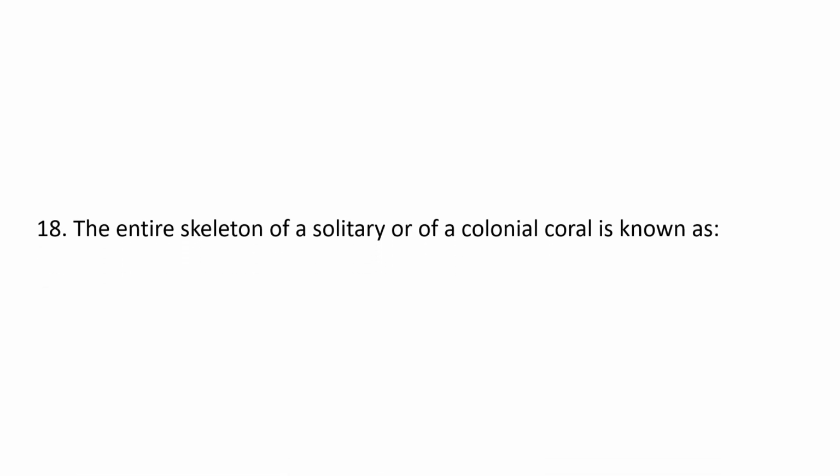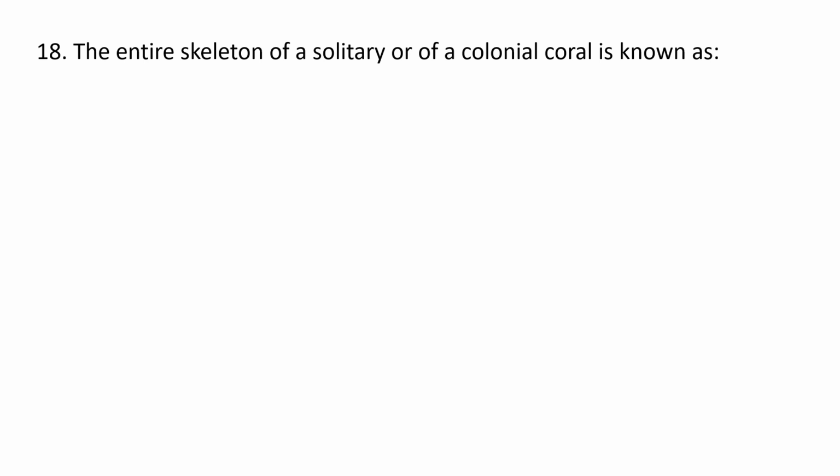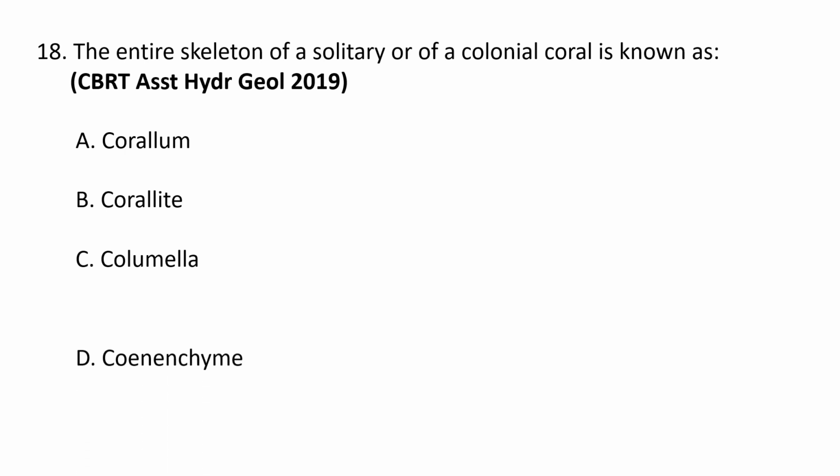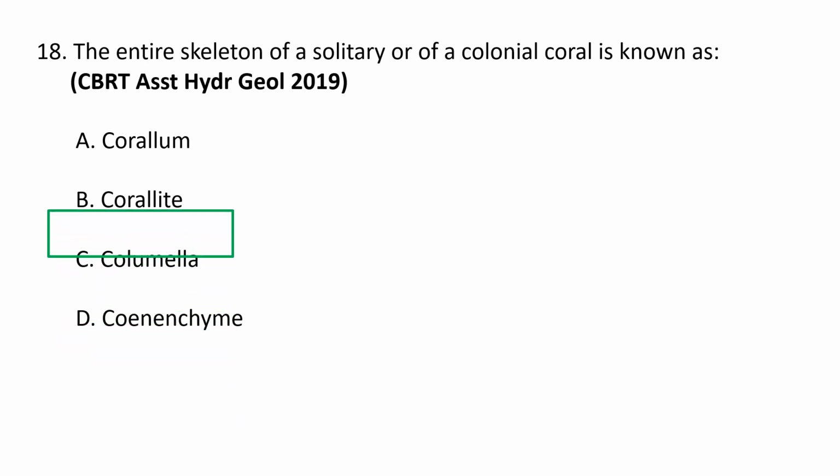Next question. The entire skeleton of a solitary or of a colonial coral is known as A. Corallum, B. Corallite, C. Columella, and D. Coenenchyme. The entire skeleton of a solitary or colonial coral is known as a corallum, whereas a corallite is the skeleton of each individual coral polyp. So A is the correct option.